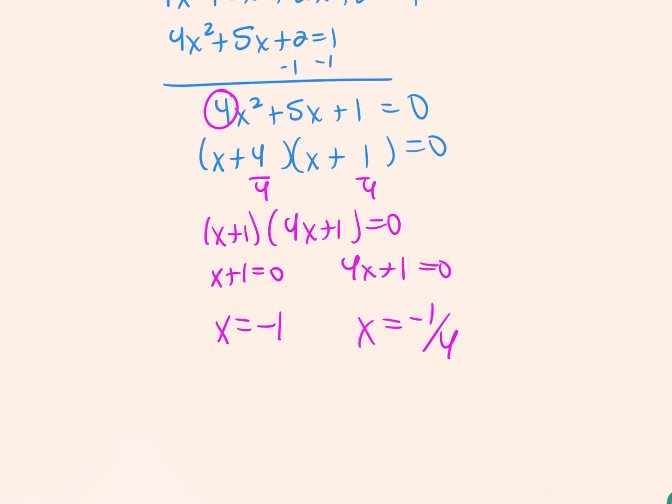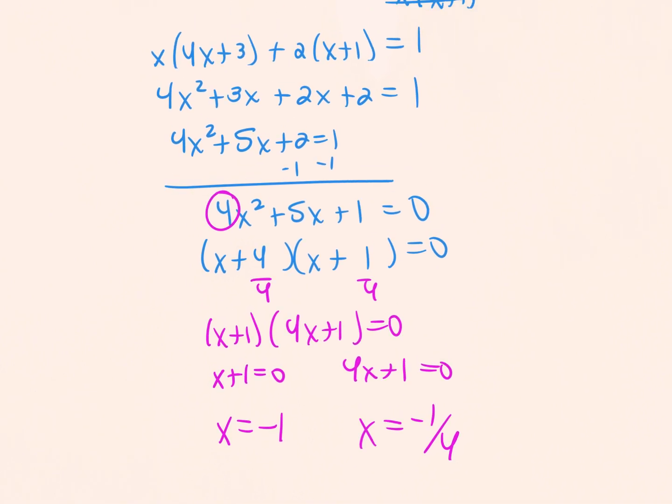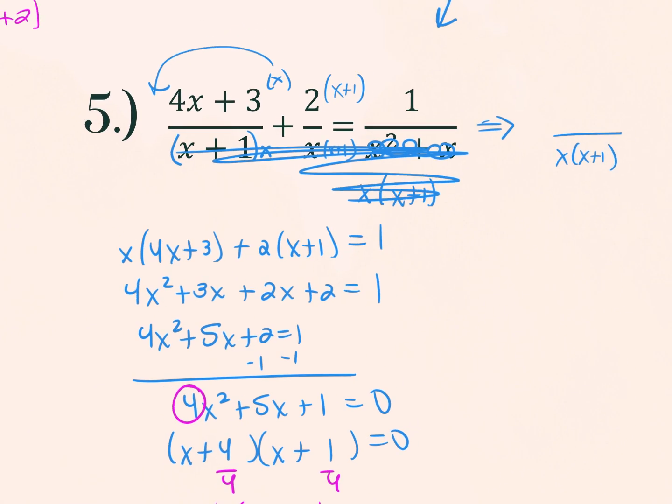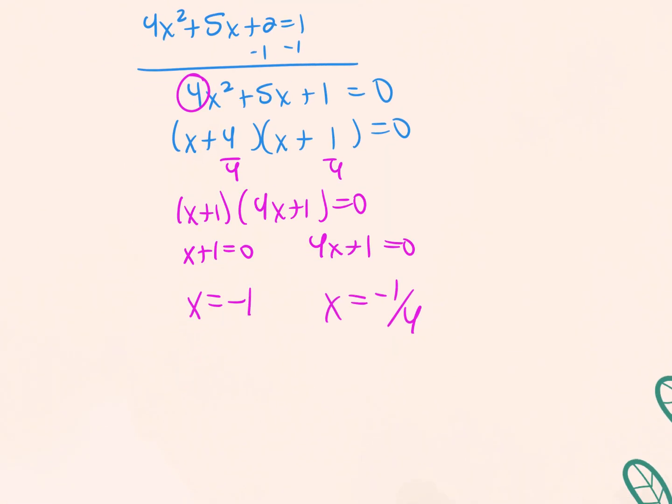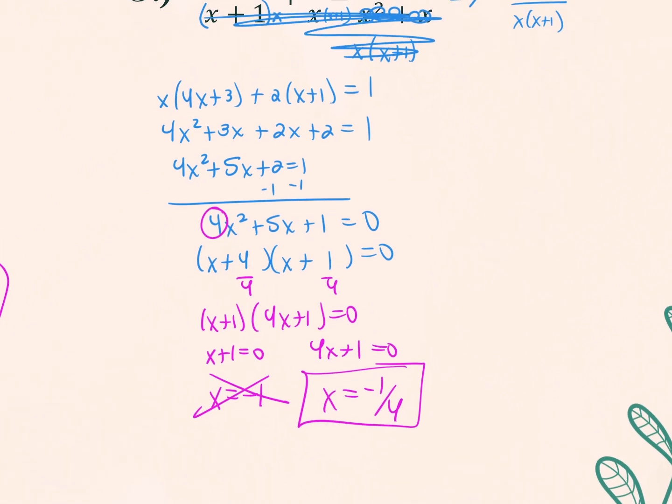Yes or no? Why not? What happens when I plug negative 1 back in up here? The denominator becomes 0. That's not going to work. Negative 1/4 is okay. When you plug it back in, your denominator does not become 0. Should you go back and check that negative 1/4 satisfies your whole equation? Yes. But for the sake of time, I'm not going to do that right now.